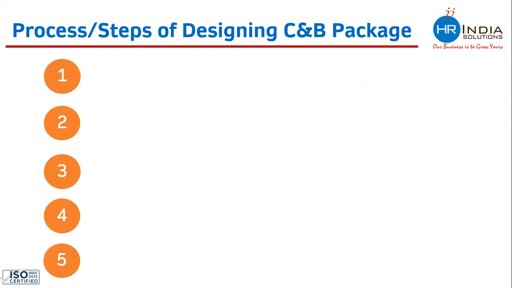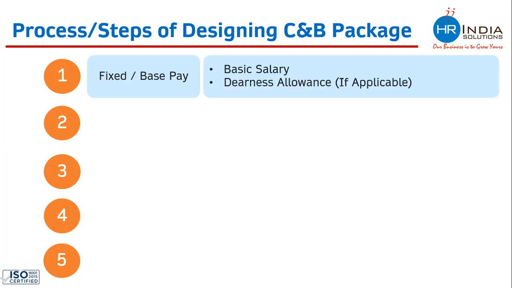The most important and very first step is to decide on the fixed pay or base pay. Under this step, you decide 2 things: the basic salary of the person and the dearness allowance, if it is applicable. Dearness allowance, or DA, is something normally found with government organizations. You will not find DA with private organizations. So in the very first step, you decide what the basic salary of the person should be and what the DA should be, if it is applicable.